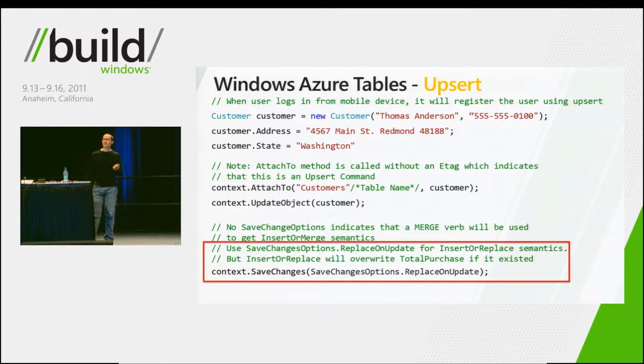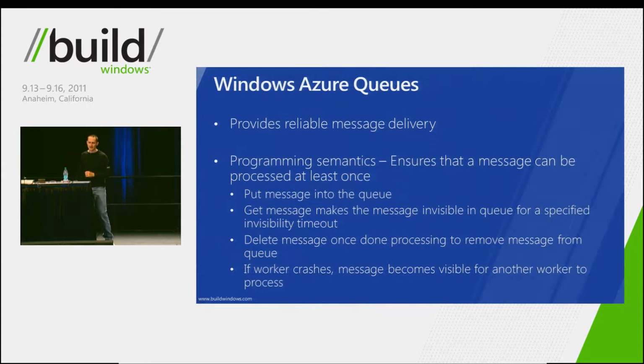So those are the new features we have available for tables that are specific to tables. Then for queues, queues provide a reliable message delivery system for your service to use in the cloud. And it has the semantics where it ensures that every message is processed at least once. And the semantics are as follows.